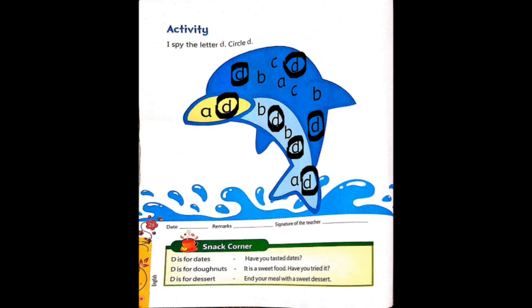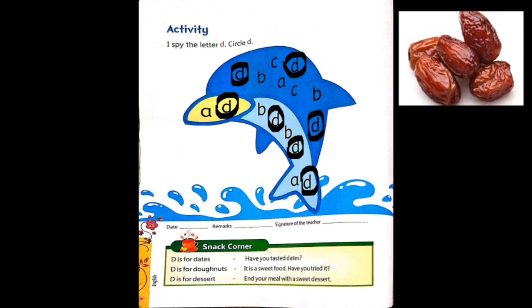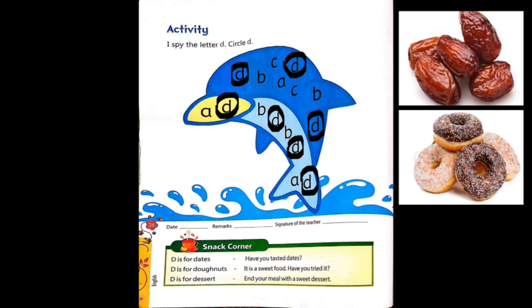That is a snack corner. D is for dates. Have you tasted dates, children? Yes, dates are very healthy and you all must eat at least one date per day. Okay, now next is D for donuts. Do you like donuts, children? Have you tasted donuts? It's a sweet snack. Okay, next time when your mama goes to the bakery, ask her to get a donut for you.